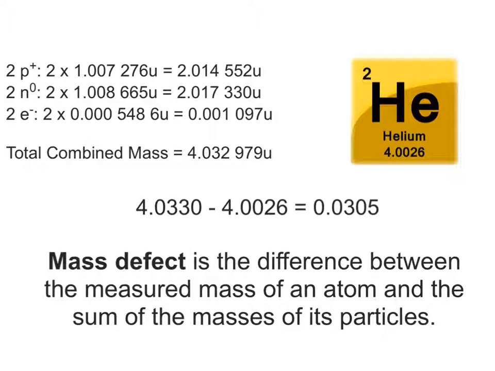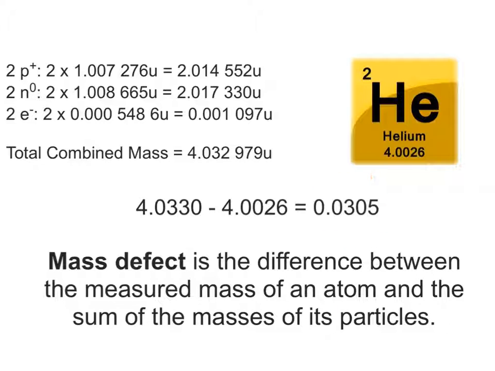If we continue this process for the other particles, for neutrons and electrons, using those particles' exact mass and the fact that there are 2 of them, we can get a total combined mass for an atom of helium of 4.032979 atomic mass units. However, when we look at the periodic table and the actual measured mass of helium, we see that that's not what the real mass is. The mass is actually 4.0026. And if we compare these 2 numbers, we take 4.0330 and subtract 4.0026, we get a difference of 0.0305.